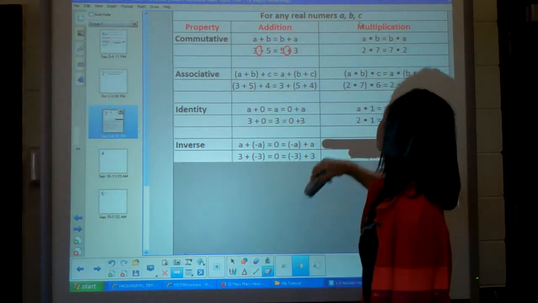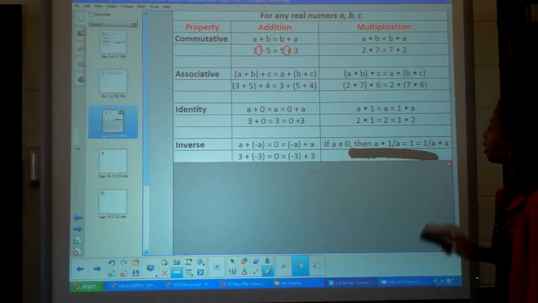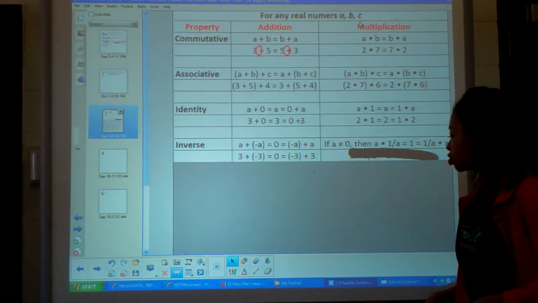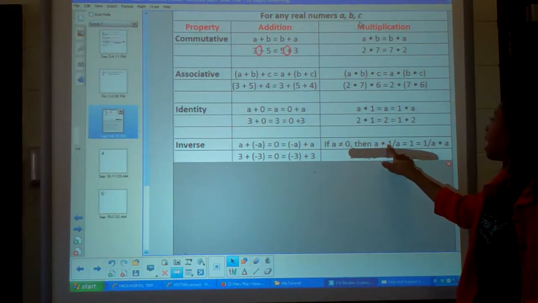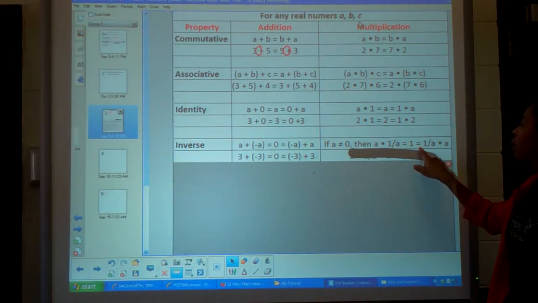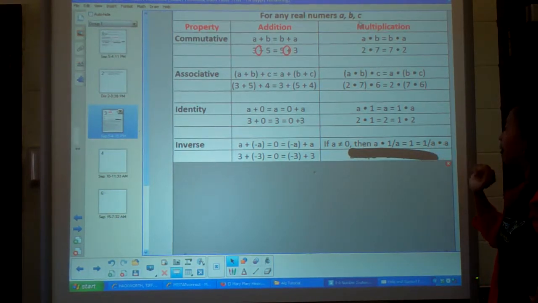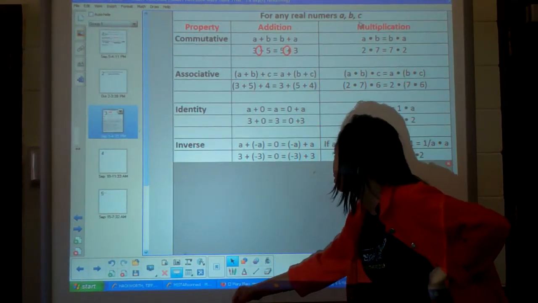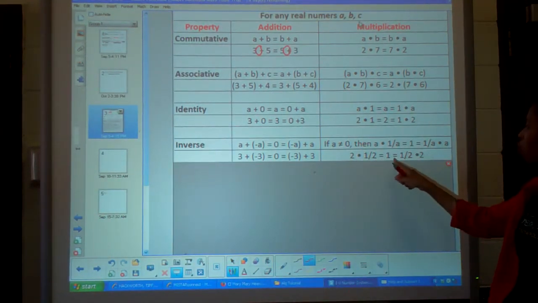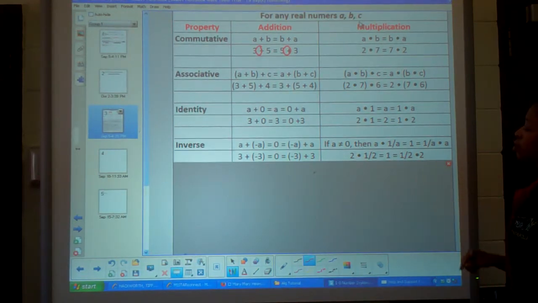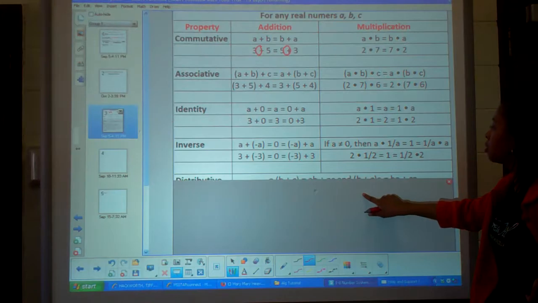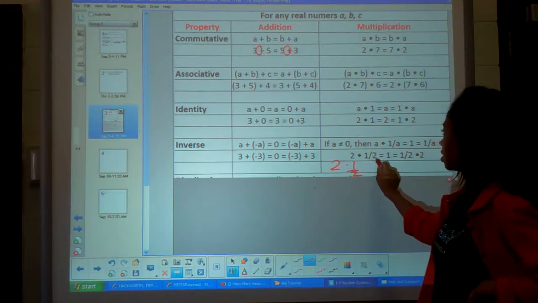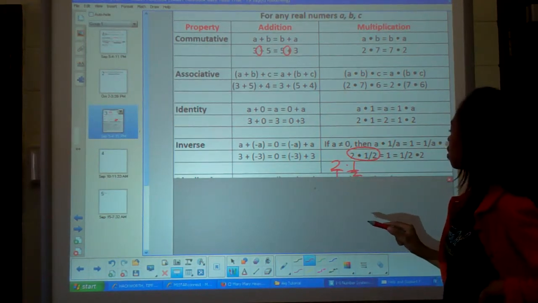What does the inverse property for multiplication look like? First of all, we need to understand that A cannot equal 0. It's just going to be A times 1 over A is equal to 1, which is also equal to 1 over A times A. It probably looks better if I put some numbers in here. So 2 times 1 half is equal to 1, and 1 half times 2 is still equal to 1. It's probably a little easier if I do it this way. So 2 times 1 over 2 is going to equal 1.